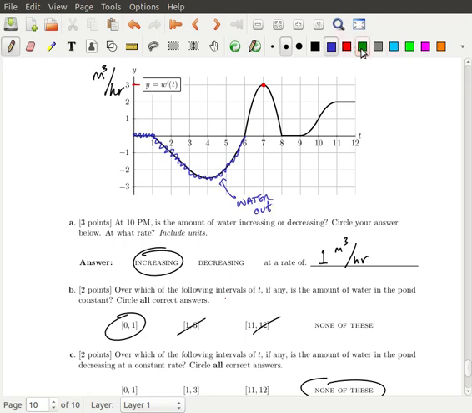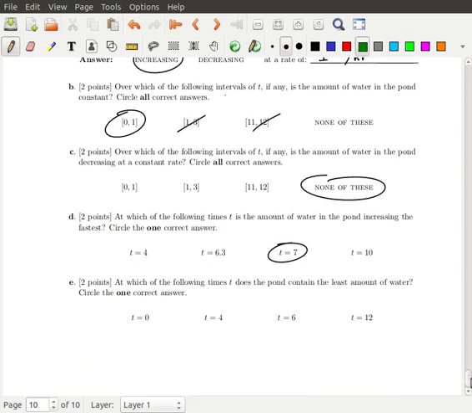Then we hit 6, and now all these rates are positive. That means water is flowing into the pond here. Nothing is happening from 8 to 9, and then from 9 to 10, again, water is flowing in. So if I start with an amount of water, and then some of it flows out until t equals 6, and then some of it flows in until 12, at what time is my water level the lowest? It's going to be lowest at t equals 6, right?